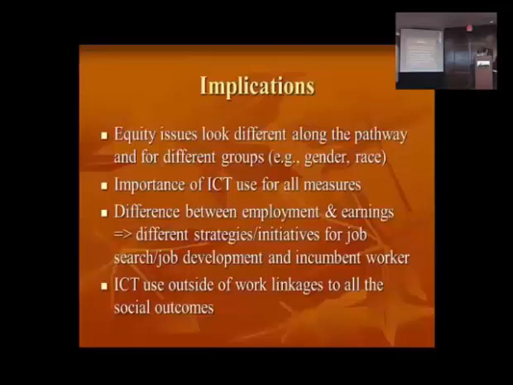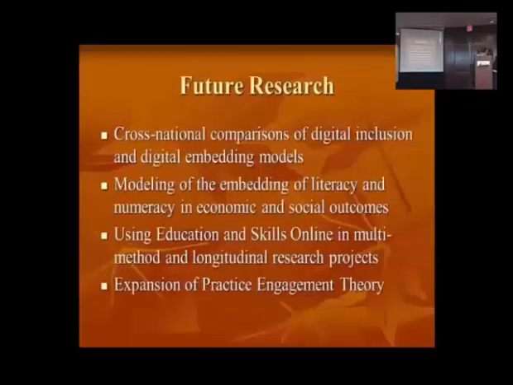And there are very strong relationships between ICT use outside of work and all of the social measures that we looked at. For future research, I would like to see cross-national comparisons. We had some wonderful examples of that this morning, extending these and comparing these results from the United States with other countries. I would also, and I'm actually in the middle of trying to do this, modeling the embedding of literacy and numeracy in these same economic and social outcomes.